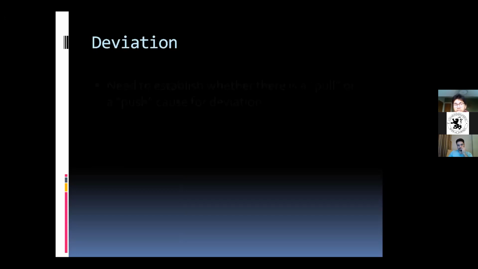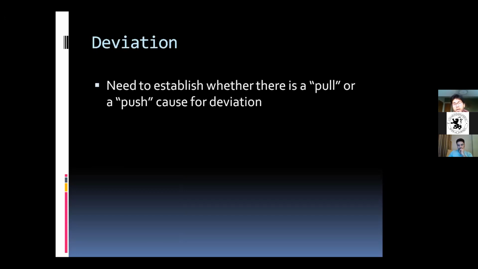Let's focus on deviation. Now, what do I mean by deviation? Deviation itself, you need to establish whether there is a pull force or a push force that's causing this deviation. There are some diseases that cause a pulling effect because they cause a lower pressure to develop on that side of the body, creating the pull effect on the airways. At the same time, there are some pathologies that cause a push, creating a higher pressure, and that'll push the airways away from that side of the body.